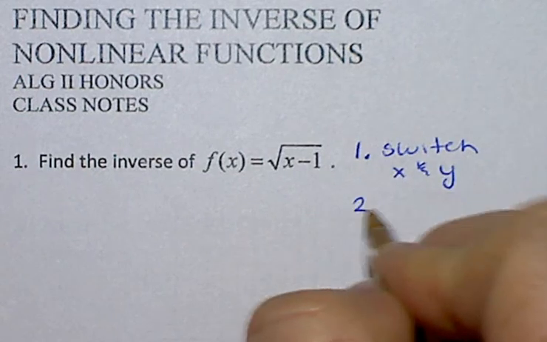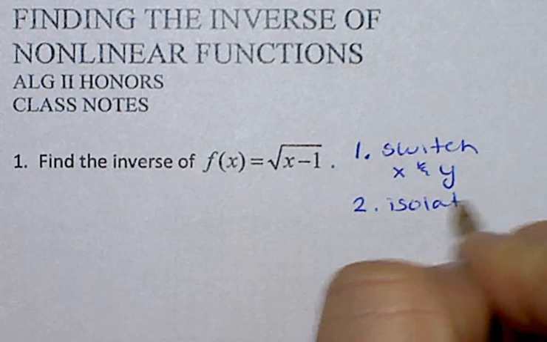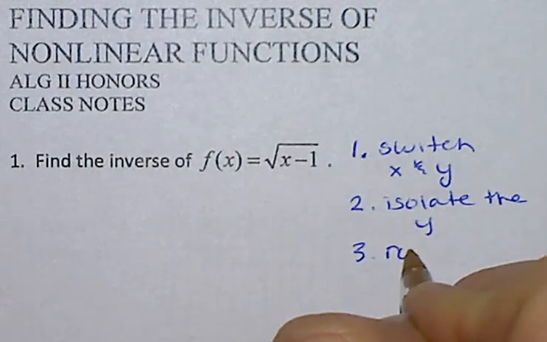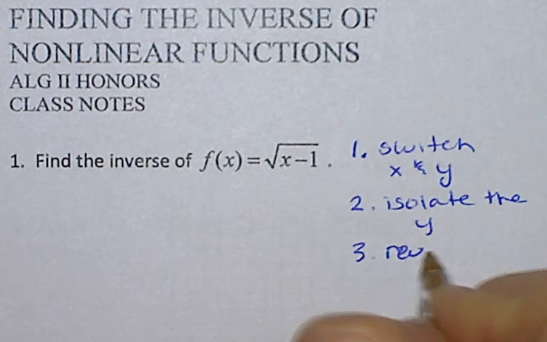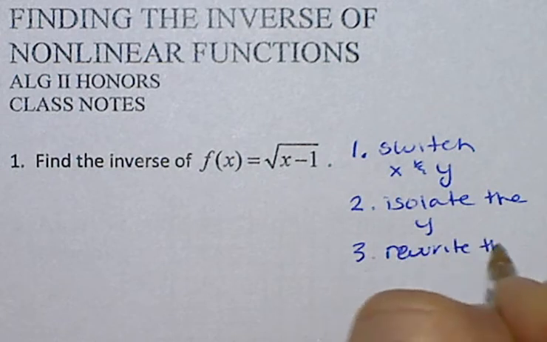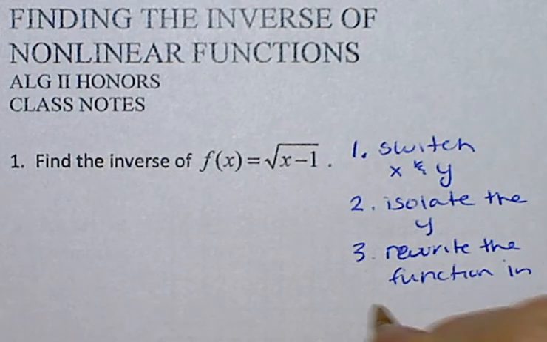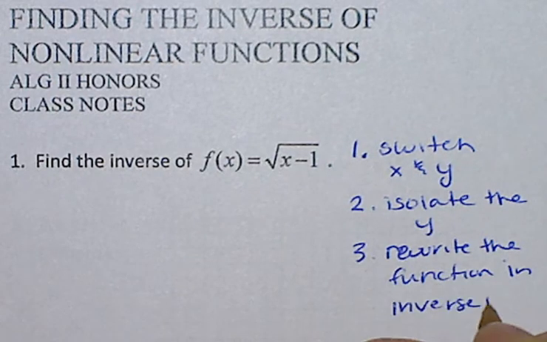Step 2 is to isolate the y. And step 3 is to rewrite the function in inverse notation.